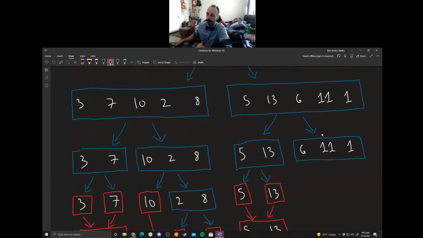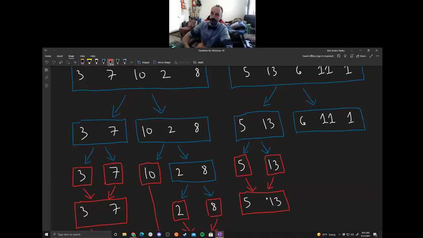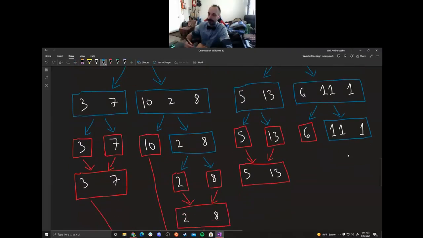Now we have to sort the right side before we can merge that right side with this left side sorted list. So we're going to have 6 and then 11 and 1. We have these two lists we create. One is size 1. The other is size 2, which means we can't really assume that it's sorted. So in this case, the left side list is definitely sorted because I have one element, 6. And then 11 and 1 is not sorted yet. We have to call merge sort on this list as well.